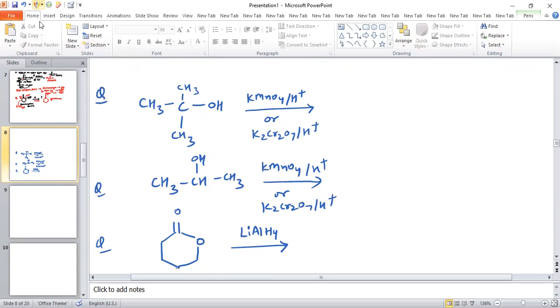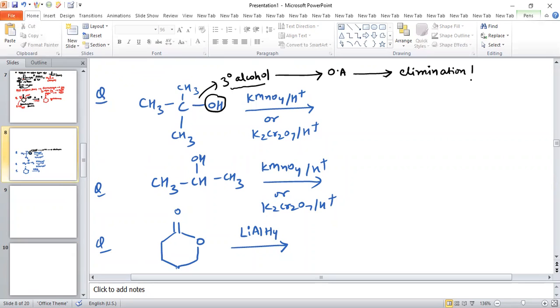What are the solutions to these questions? You can easily identify that this is a 3-degree alcohol, and when we use an oxidizing agent on a 3-degree alcohol, this OH group is removed. So the elimination product is obtained in this case.